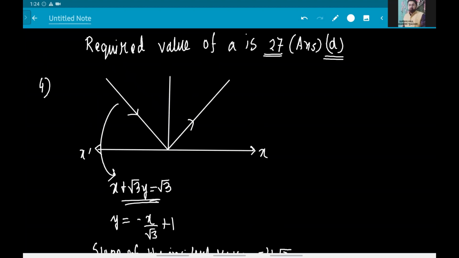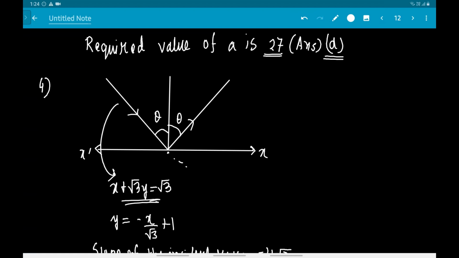Now we all know from the laws of reflection that the angle of incidence is equal to the angle of reflection. So if this is the normal, then suppose this is angle theta. The angle made by the incident ray with the normal will be equal to the angle made by the reflected ray with the normal. So the angle of incidence will be the angle of reflection.